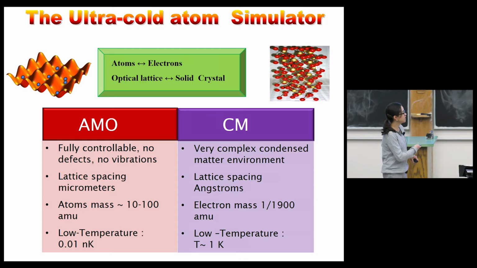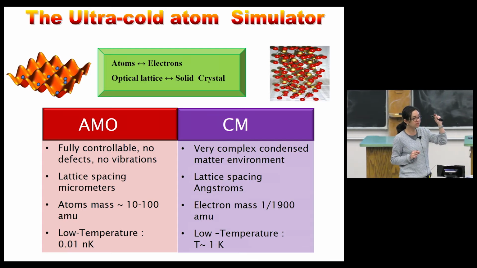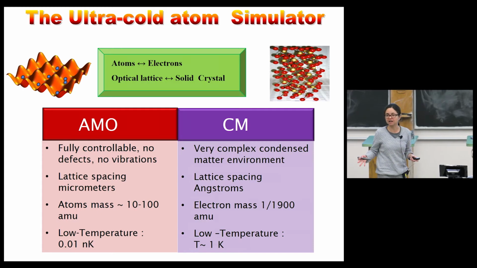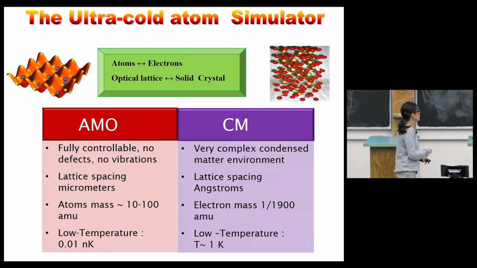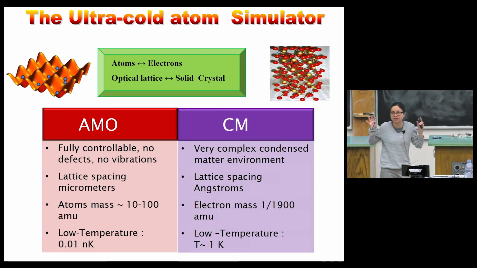One is that if you think about ion crystals, the lattice spacing is of the order of angstroms, very tiny, atomic scale. Whereas, remember, these lattices are created with optical light, and therefore the spacing is micrometers. So it's 3 or 4 orders of magnitude larger than what you have in solid-state crystals. Second, atoms are much heavier than electrons. It can be like 5 orders of magnitude heavier.